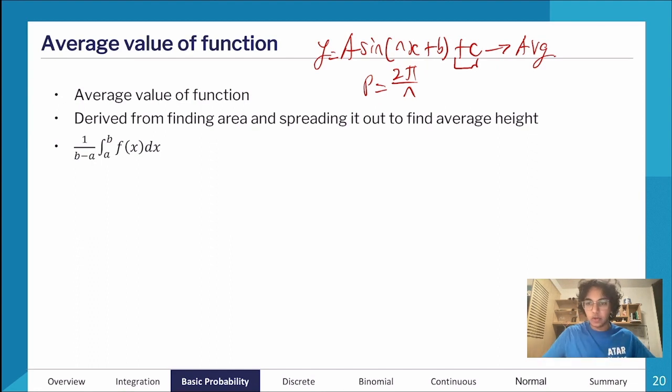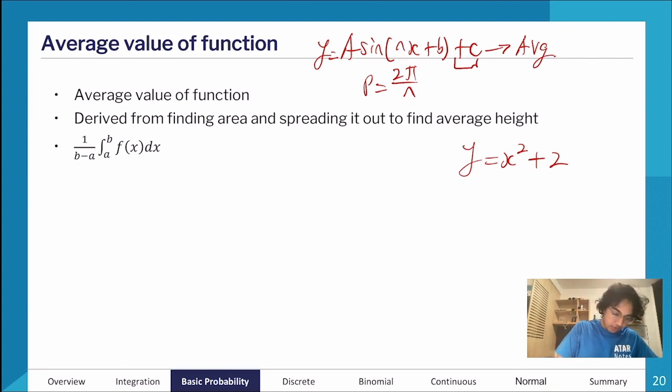So if they give you a question like, maybe the temperature is modeled by a sine graph, and they ask, what's the average temperature? Well, that's just whatever the plus c or the y translation is. Another way we can work out the average value of a function, because maybe it's a function like x squared plus 2 that doesn't fit a sine graph, is this: how do you work out the average of a function? Well, we can use an integral for that.